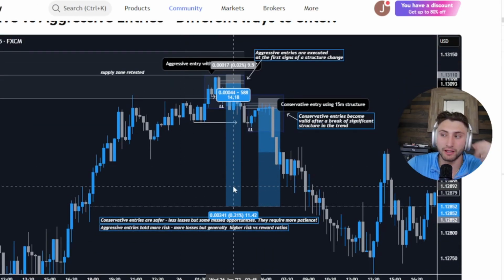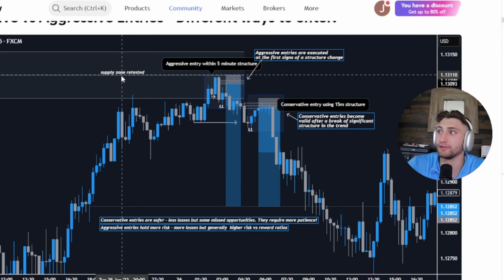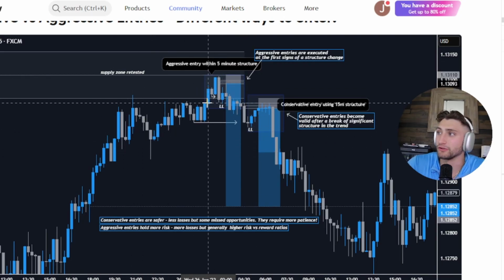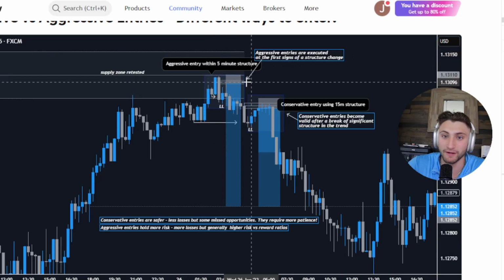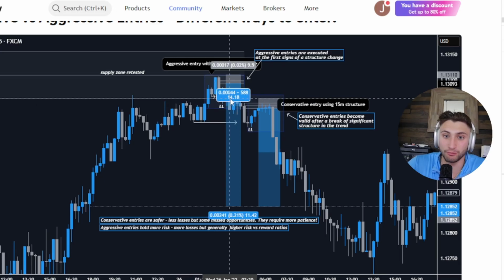So if we look here, we have our area of key interest. We have a supply zone right here. The conservative entry is what they do is they'd set a limit order right here on the edge with their stop loss somewhere up here. And then just as soon as price hits the limit order on the edge of the supply zone here, support and resistance zone, whatever key area they're using, they'd be tagged into the trade.